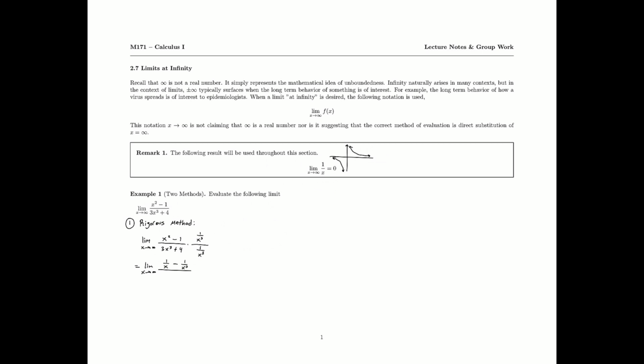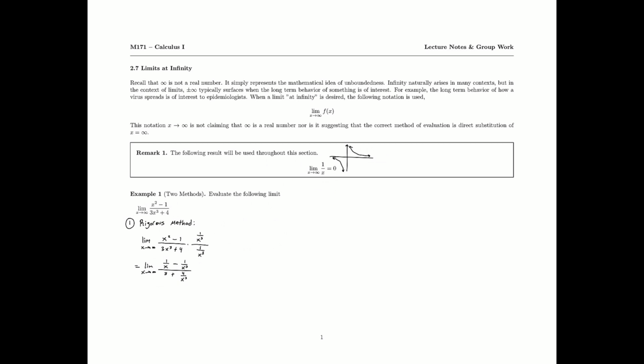Down here in the denominator, we're going to have 3x cubed divided by x cubed, so that's just going to be 3. And then plus 4 over x cubed. And now we know from limit laws that the limit of a quotient is equal to the quotient of the limits, so we can basically move the limit upstairs and downstairs. And we can do that provided that the limit of the entire denominator is not 0.